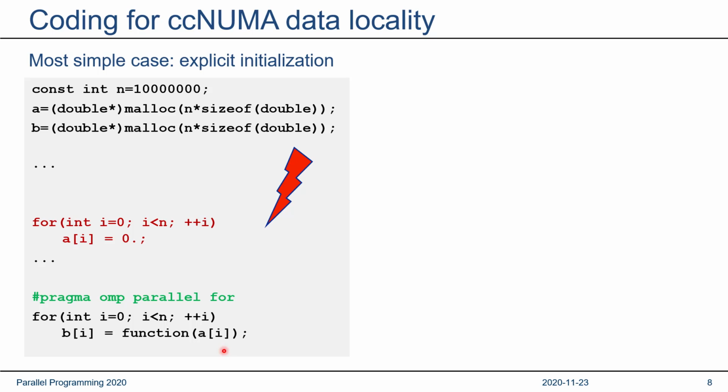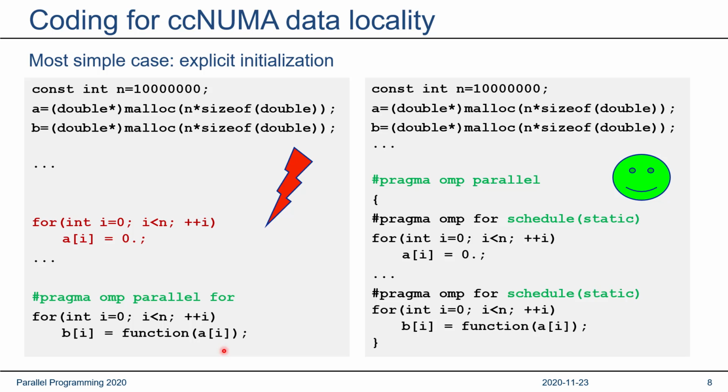Now, luckily, it's easy to fix. All we have to do is make the initialization loop parallel. In order to do that, we open a parallel region here. We make the initialization loop parallel with the OpenMP for directive, and later on, we use the values of A[i] in another parallel loop as before to initialize B[i].